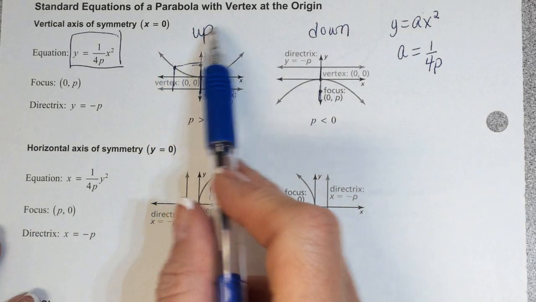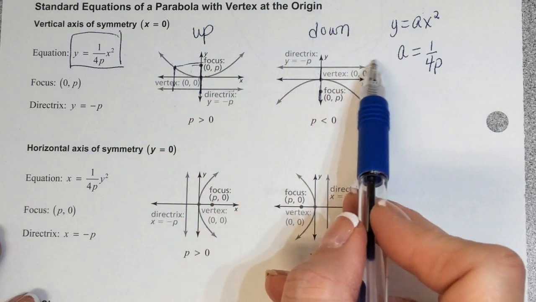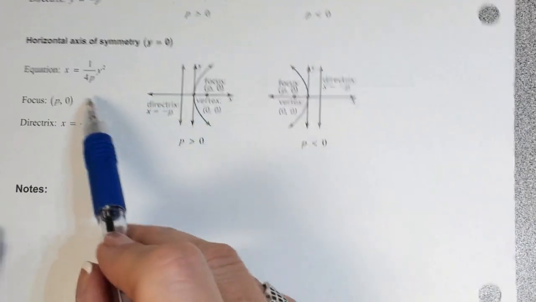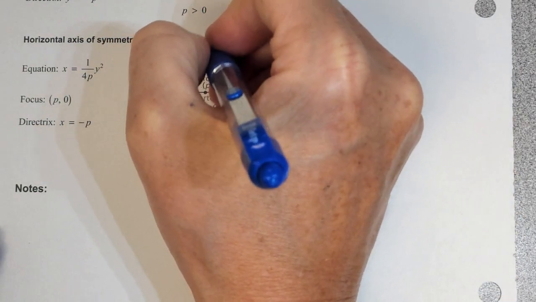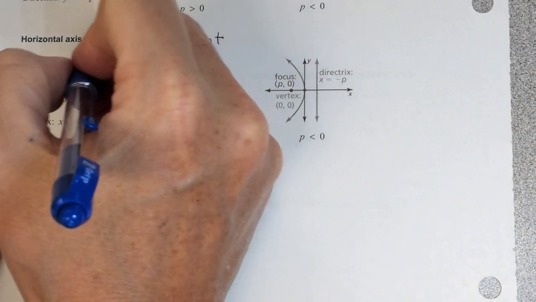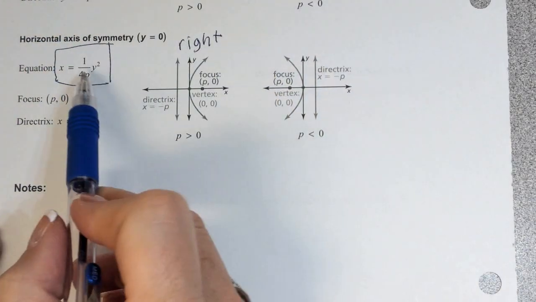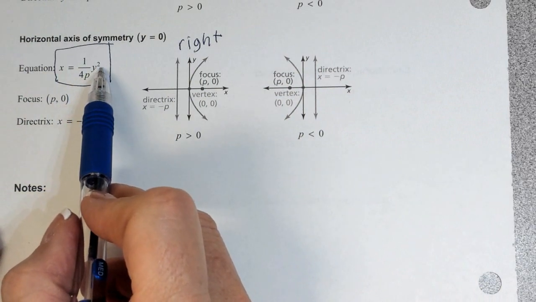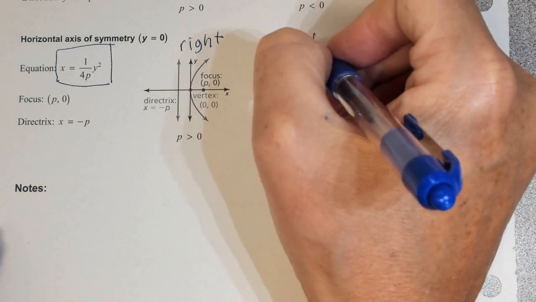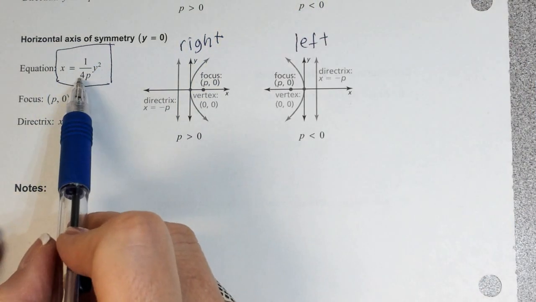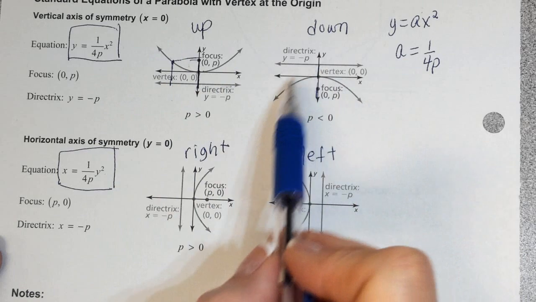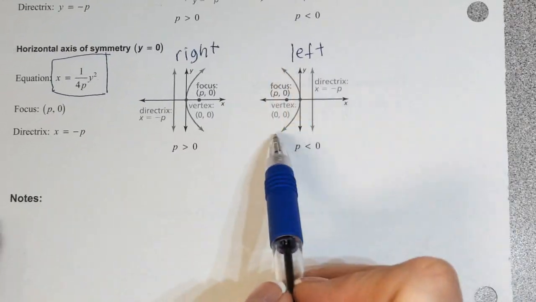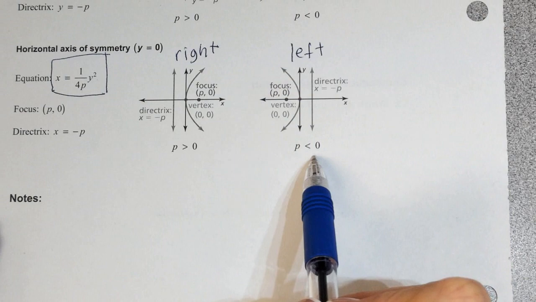Notice that this directrix, if we're opening up or down, it's always a y equals equation. But if we're opening left or right, see how this is opening to the right? Look at everything that changes. Now our equation is x equals 1 over 4p y squared. And if we open to the left, it's going to be x equals 1 over 4p y squared. But just like up here, if it opens down, this p value is negative because it opens down. Over here, if we open to the left, that p value is going to be negative.